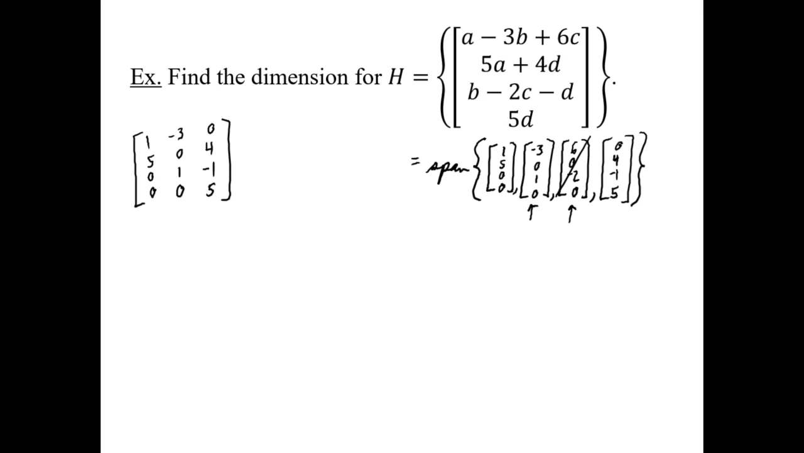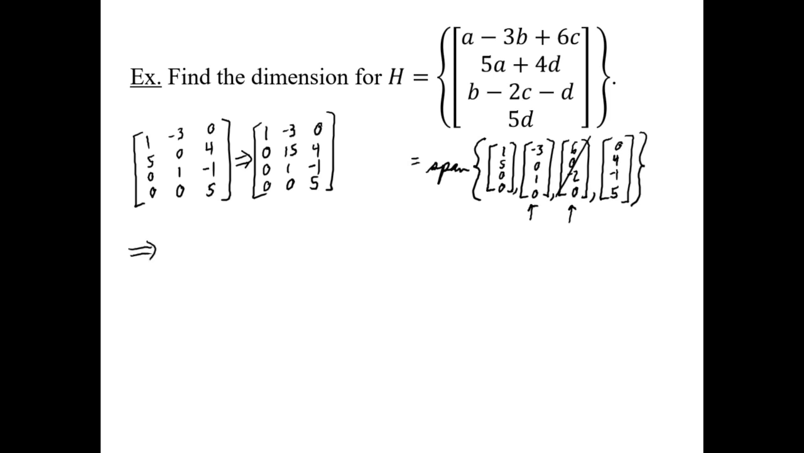Certainly, if we eliminate that, it saves us a little bit of work. If I clean this up a little bit, let's see here. Top row's fine. If I multiply the top by negative 5 and add the second one, I get 0, 15, 4. And then we have 0, 1, negative 1, and then 0, 0, 5. Okay, let's keep going here.